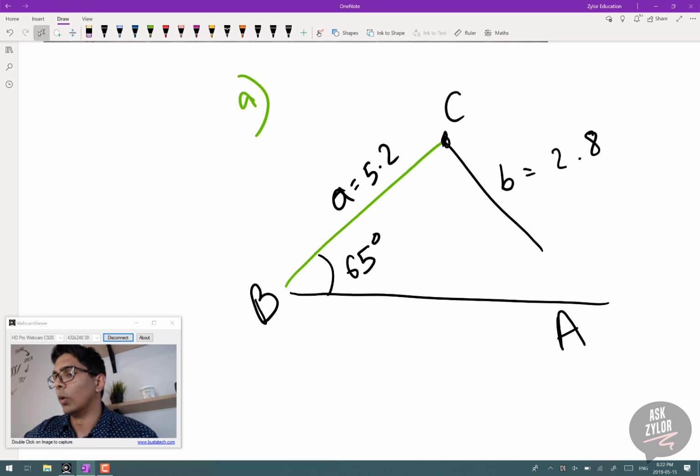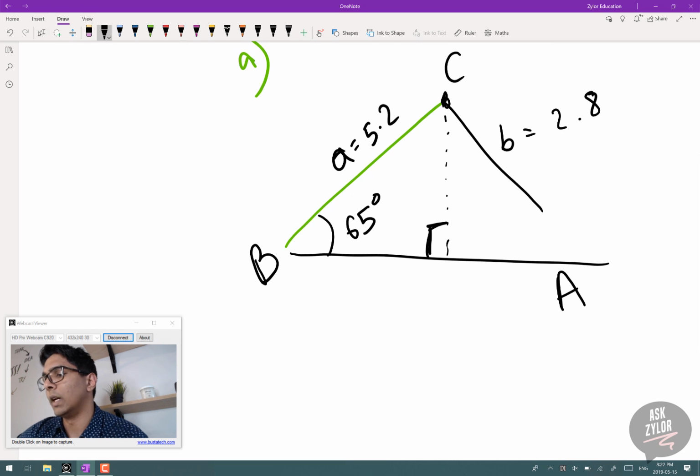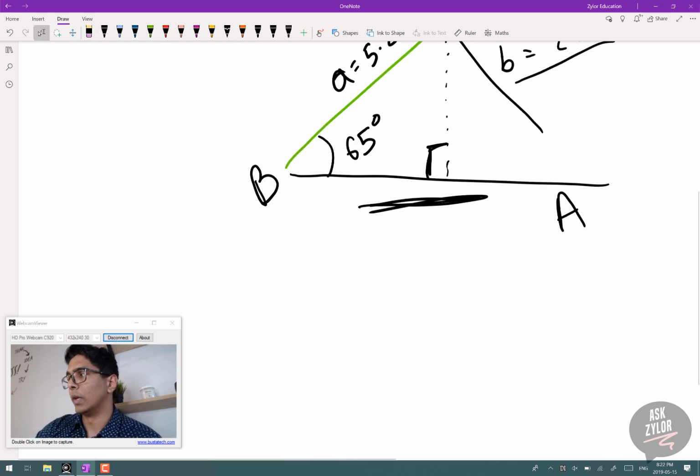Right. So what we have to do is find the vertical height, the perpendicular height. Why do we find that? Because if my height is bigger than my B value, that means this side B is never going to touch this side. Right? So let's go ahead and find what this H value is.